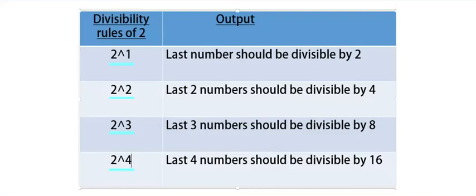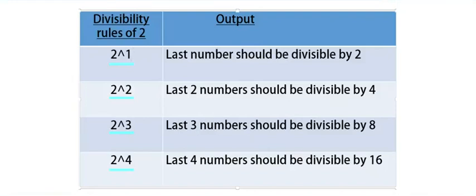Now if a number has to be divisible by 2, the logic is we will go to the given number and check the last digit. If the last digit is divisible by 2, then the complete number is divisible by 2.